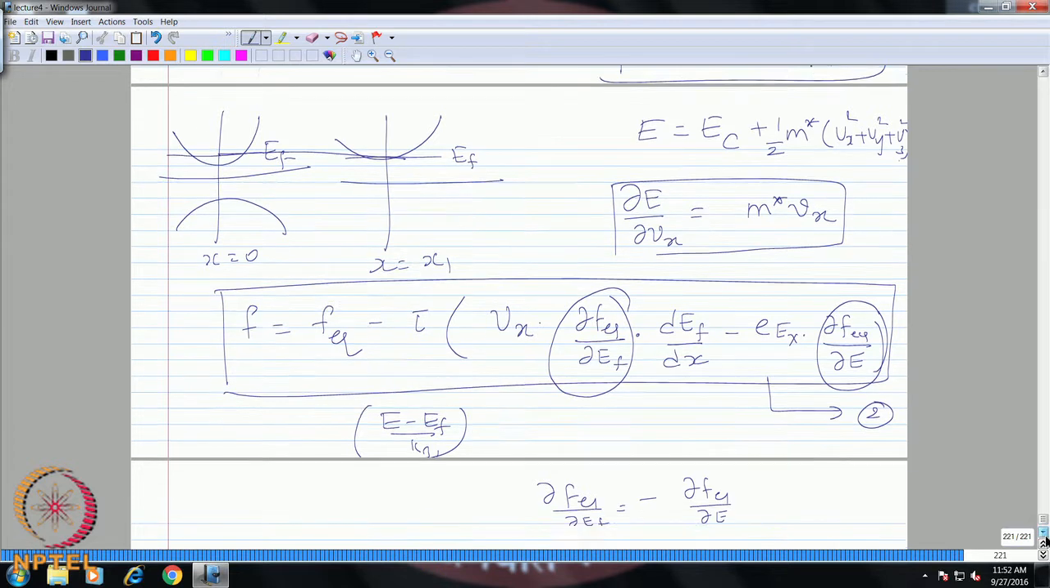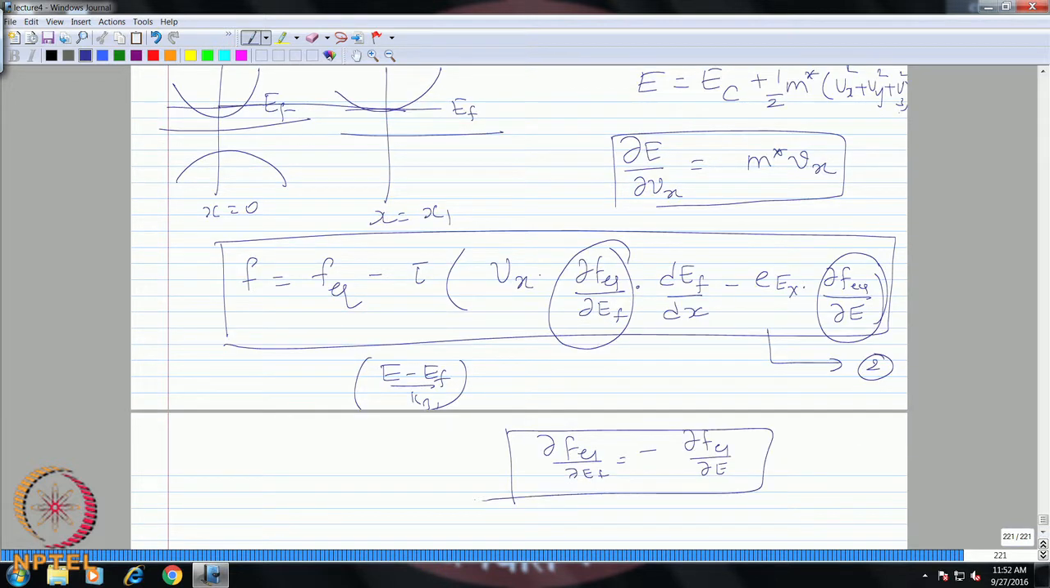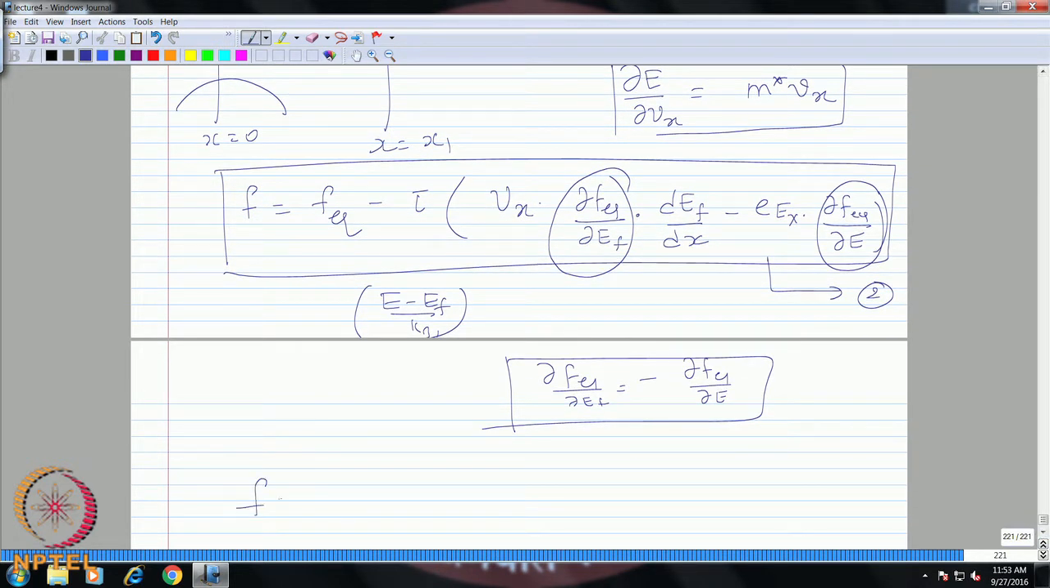So, therefore, you can also take the derivative and check. But without wasting much time, we will directly use this and substitute for F, and you will be able to get F equilibrium plus tau Vx into dF equilibrium by, sorry, make sure I am not making any mistakes here. So, this is dEf by dx.